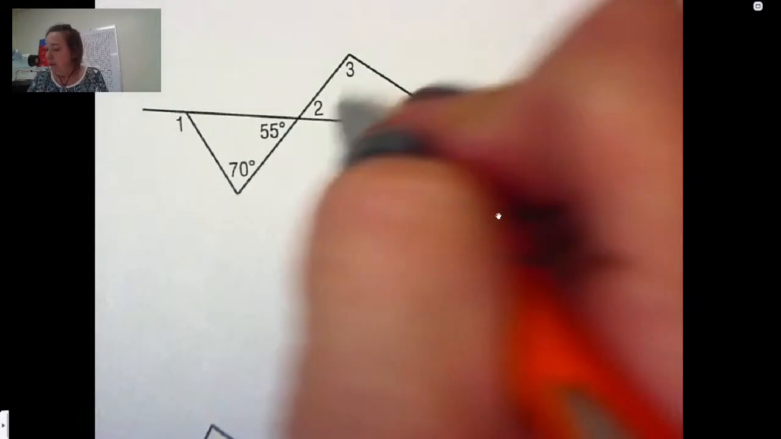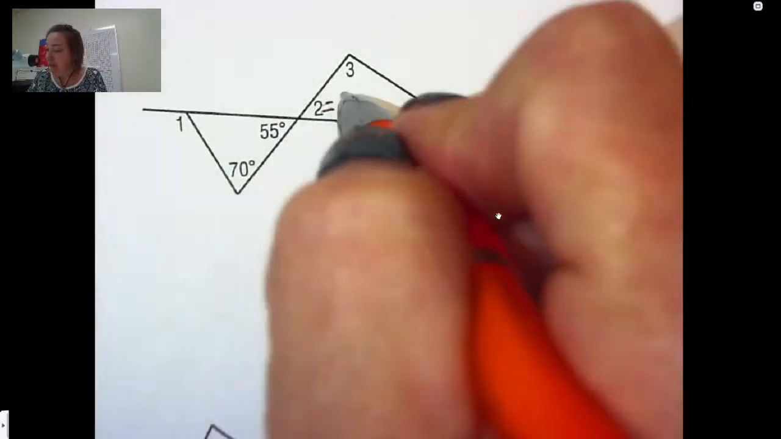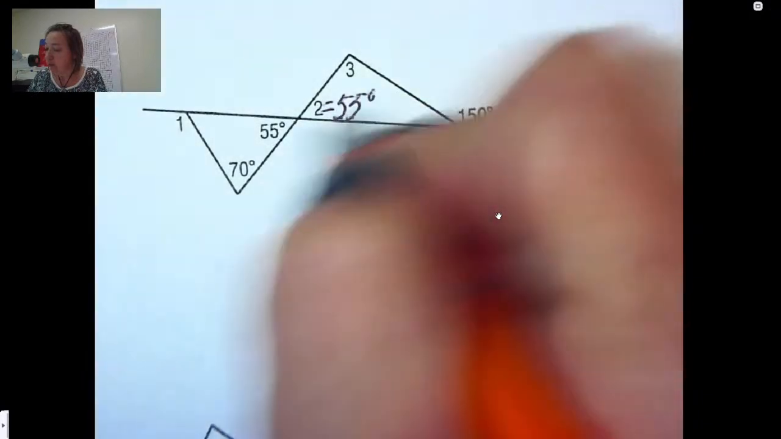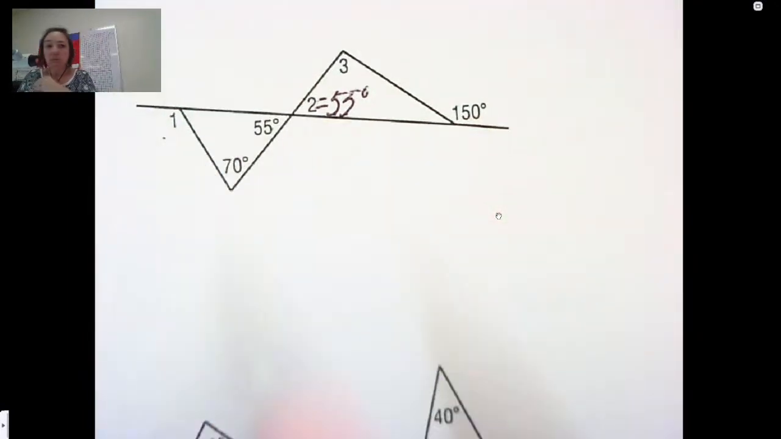Two. And what is 2? Because angle 2 is vertical to this guy over here, right? So we know angle 2 is 55. Now, let's talk about finding angle 1. What are we going to have to do to find angle 1?